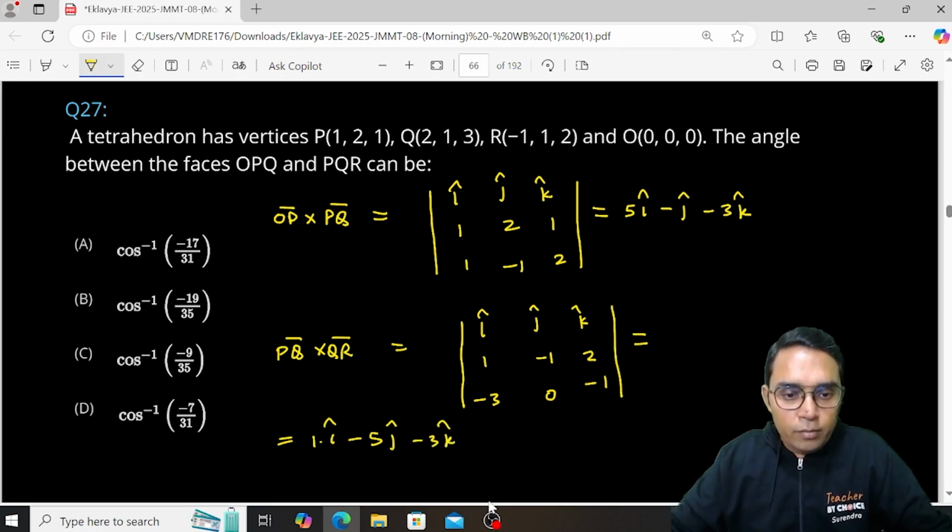You can check by taking dot product with these two rows also, like you are getting 1 plus 5 6, 6 minus 6, so it is 0. So here you can get these two vectors. You are getting these two vectors.